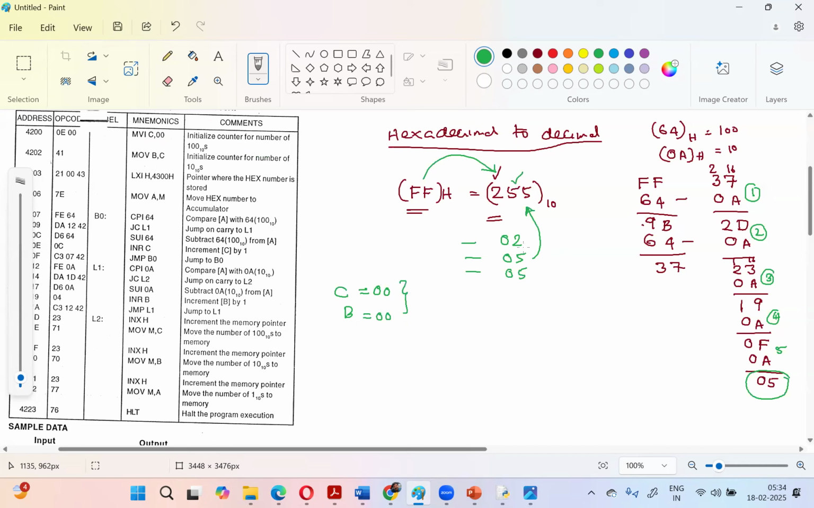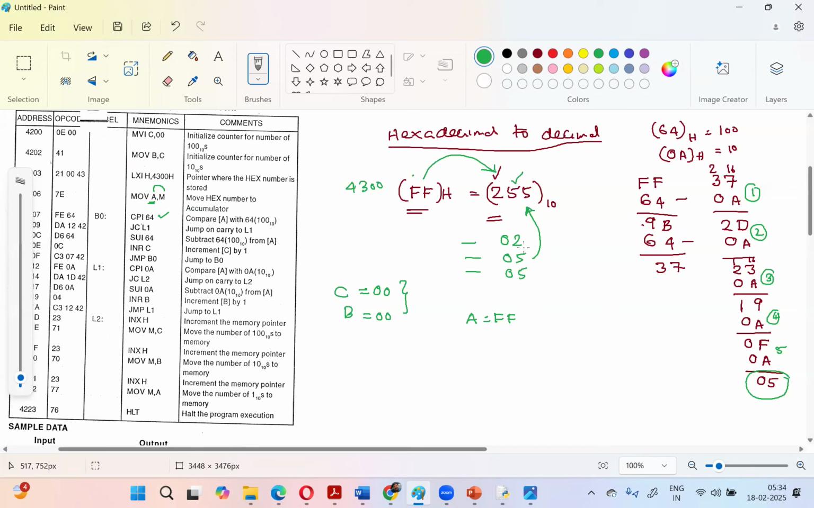Now you take your value. In 4300, we have FF. 4300 is the location where we have FF. This FF is moved to the accumulator, so the accumulator currently has your hexadecimal value FF. Then we compare immediate with 64, checking whether it is greater than 64 or not.